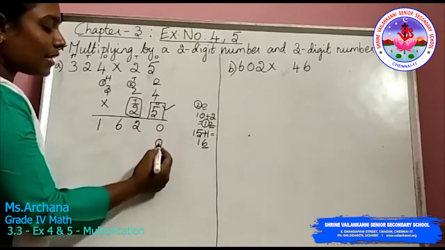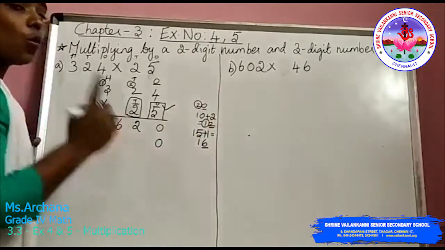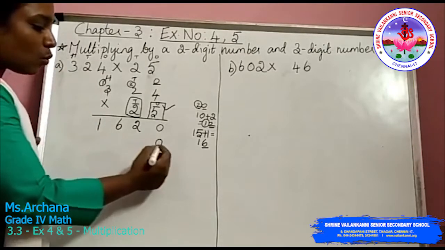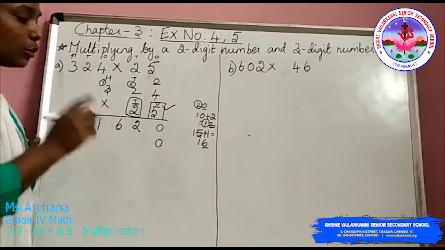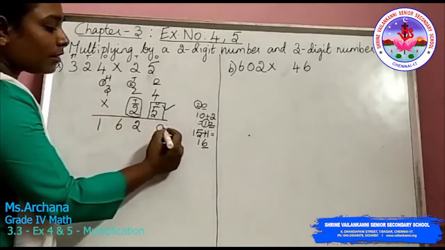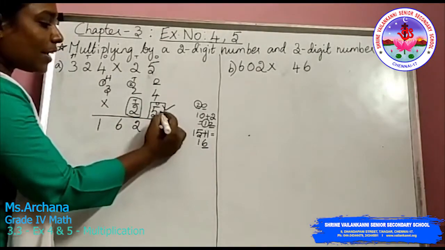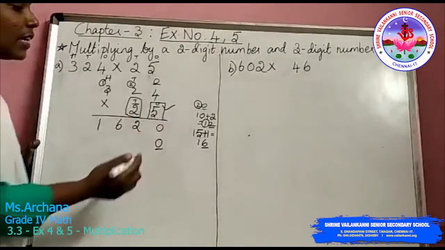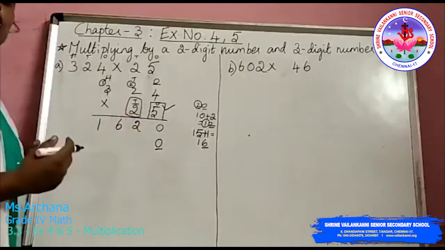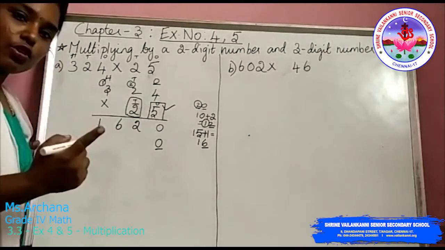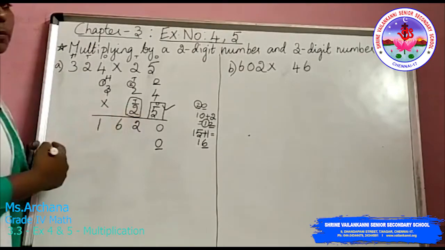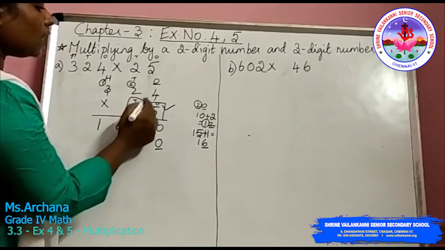Always, the first place towards your right side is your ones place. Since we are doing multiplication with the tens place, this ones place should be 0. So you should put 0 here in the ones place in the second row, not in the first row. The first row is the ones place value. That is why we started as it is. This 0 we got from 5 fours are 20. But when you move to the second row, you should put 0 for the ones place because we are doing multiplication with the tens place value. Understood?